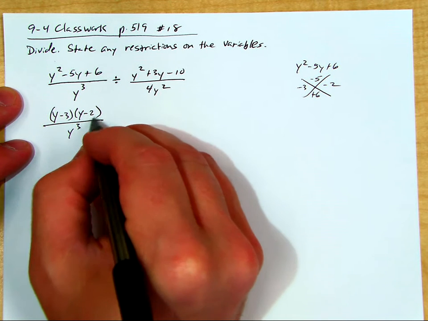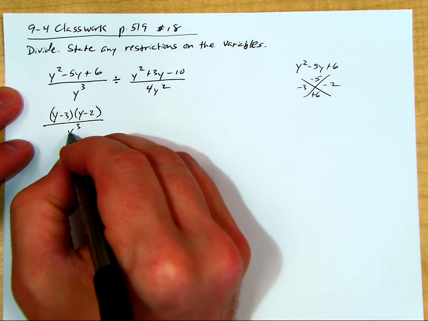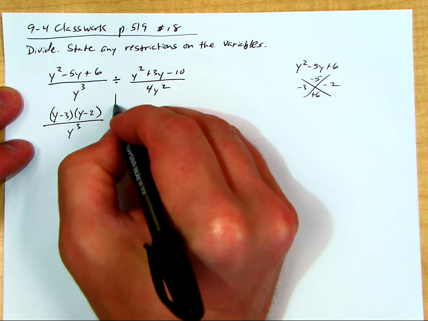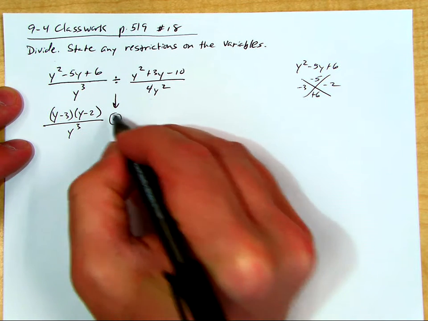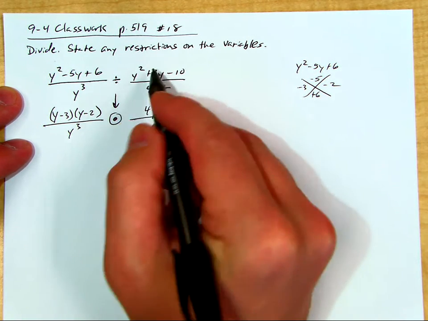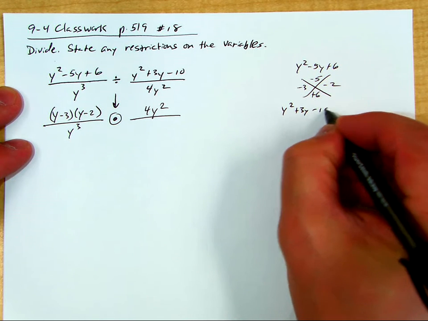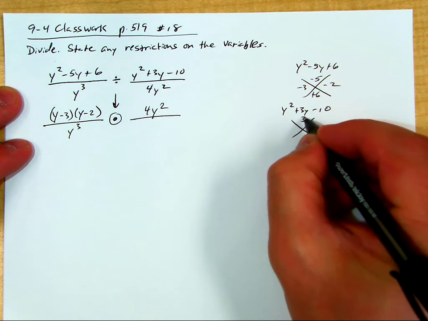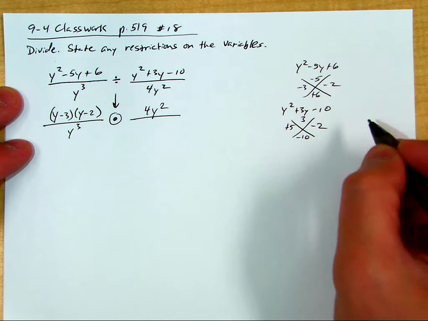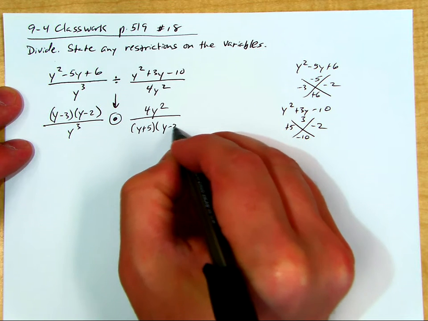You know these parentheses right here? These parentheses act like shields on these two binomials. You can't dip in and take one of these y's out with this one. Because we're dividing, we're going to flip and make sure we know we're multiplying. 4y squared, and this factored right here, let's see, y squared plus 3y minus 10. What adds up to 3 but multiplies to negative 10? Well, it's plus 5 and minus 2. So we're going to say this is y plus 5 and y minus 2.